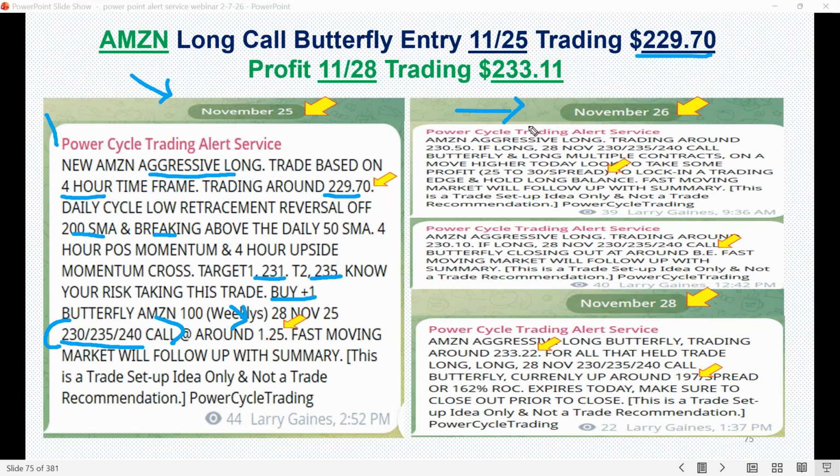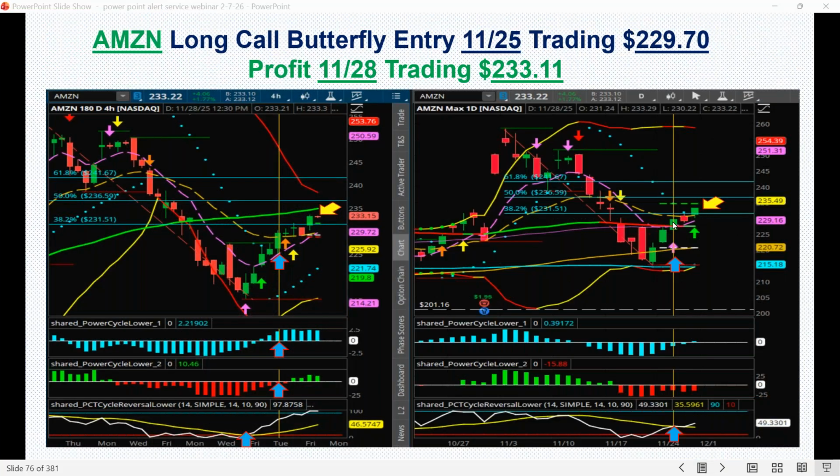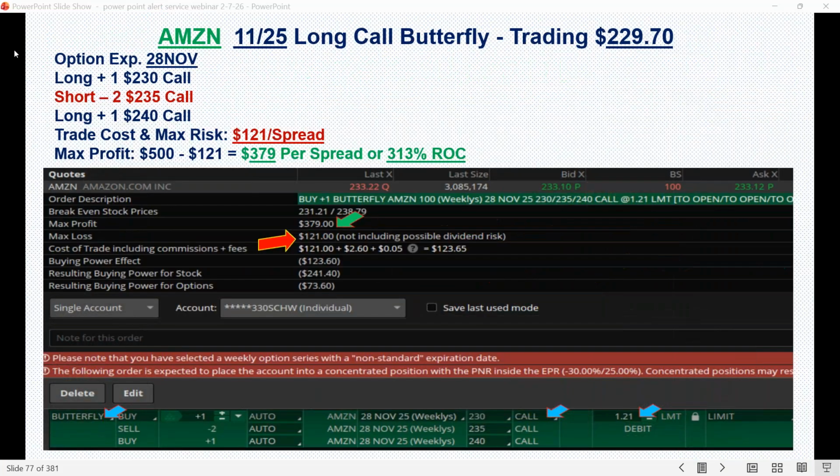Then here it was on the 26th. It was trading up here at around 230.50. We had our butterfly target 235. And then here on the 28th, it was now trading at 233.22. So it's getting pretty close to our target for that trade into expiration. So we set the trade up here on the 25th, and then we were getting out here, just a really short butterfly trade setup. So here's the trade analytics, what it looked like.